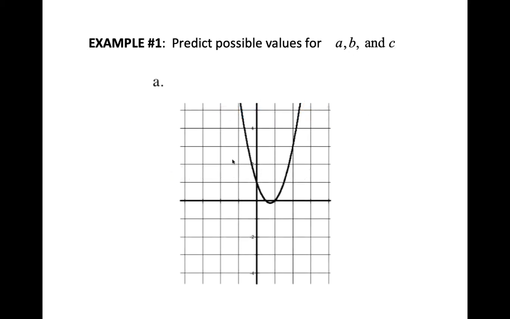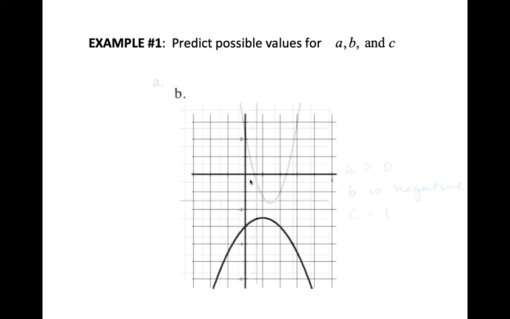Let's take a look at a couple of questions and try to predict what our values are. Okay, in this first one, we can tell that A is greater than 0 because it's opening up. It does look a little skinnier, but we don't know for sure. And then we look at B. This vertex has moved over to the right, so it seems like B is probably negative, and C is 1.